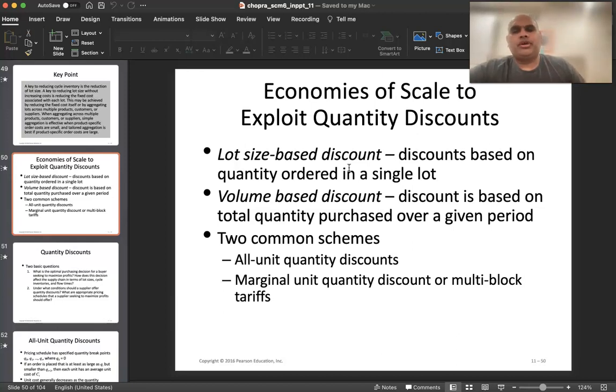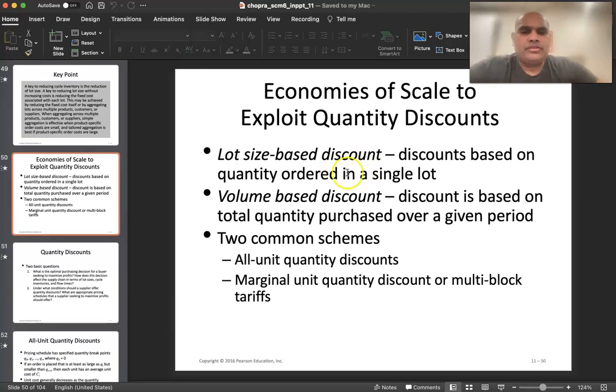Volume-based quantity discount is where the supplier says, hey, if you buy a certain quantity over the whole year, then you get a discount. Now, because we are assuming that demand is not variable, that annual demand is known and fixed, volume-based quantity discount essentially tells you at what price the distributor is going to set the price for the item. So that's basically what volume-based quantity discount boils down to, right?